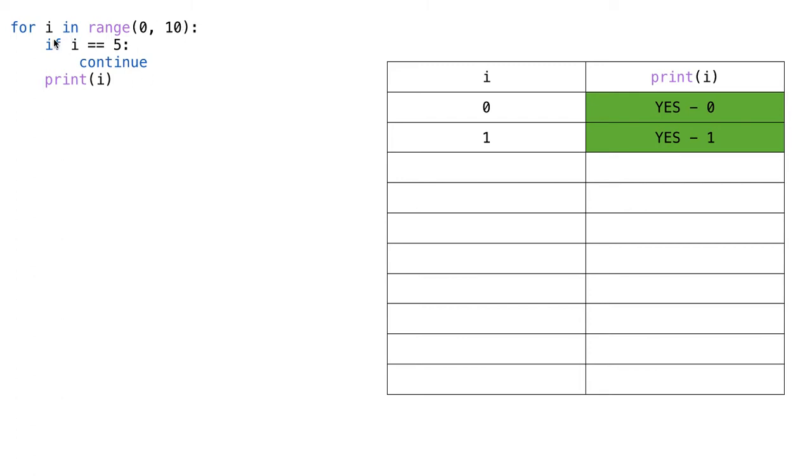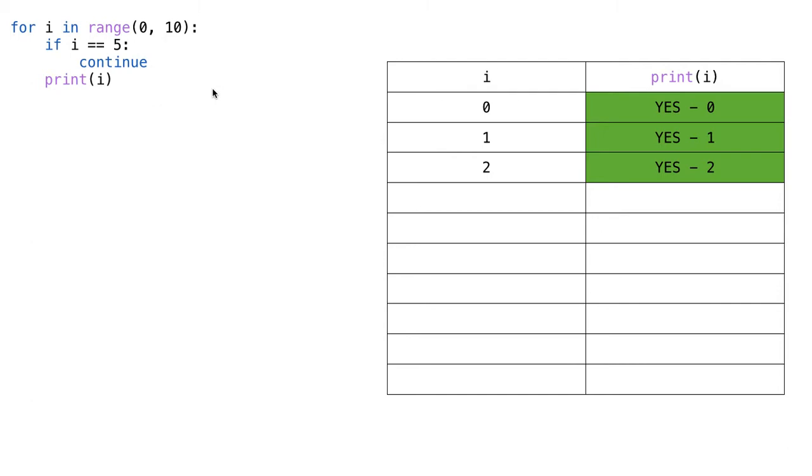Now we go to I equals 2. And again, we ask this question, is I equal to 5? That is not the case. So we don't run this indented statement below the if, and we instead run this print statement like we did in the previous cycle. So when I is equal to 2, we print out what the value of I is, which is in fact equal to 2.